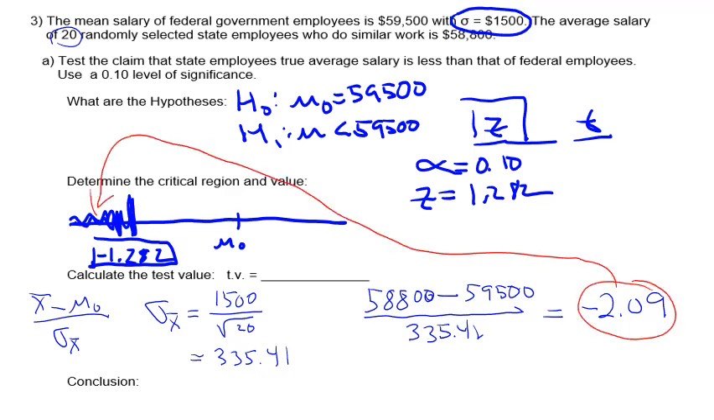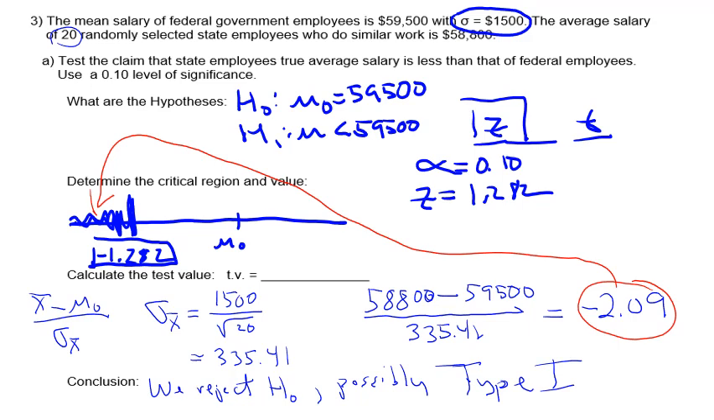is located somewhere down here, which is in the region of rejection. So our conclusion is we reject the null hypothesis. And then we have the possibility of a type, well, which error is associated with rejection? Type 1. So there's problem number 3.